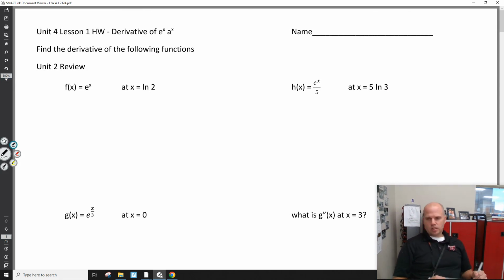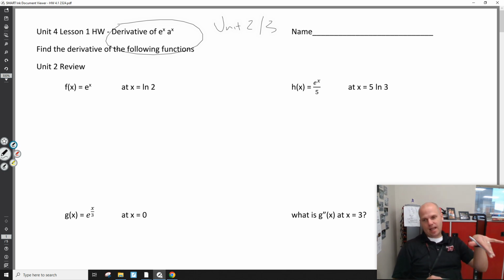Kind of changed up the lesson, changed up the homework, to make sure it better prepares you for your test and for the types of questions that we see, where we are doing derivatives of e and a. We are essentially just reviewing all of Unit 2 and 3, just with e to the x, a to the x today, and then the natural log of x tomorrow.